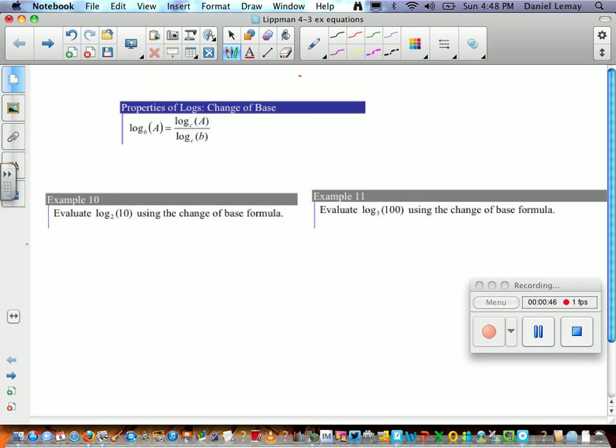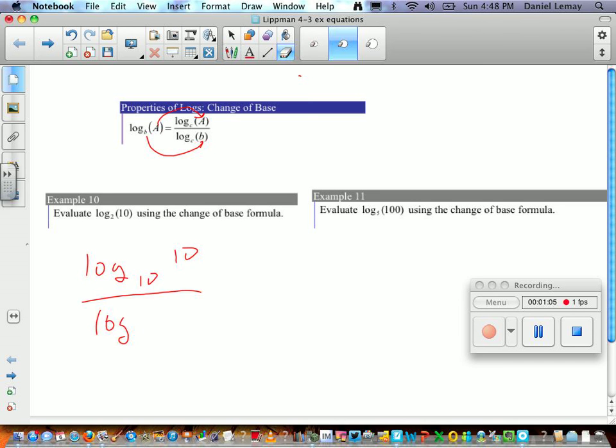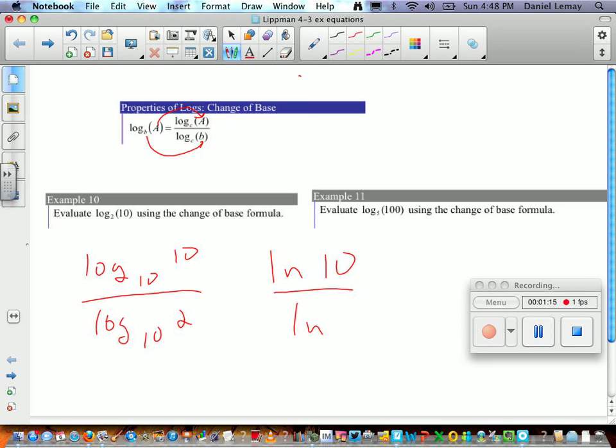We just take the base and it goes in the denominator. The number we want to find the log of is in the numerator, and you're just changing it to either log base 10 of 10 over log base 10 of 2, which is appropriate. Sometimes some people like ln better, so you can also change it to ln. You can say ln of 10 over ln of 2.